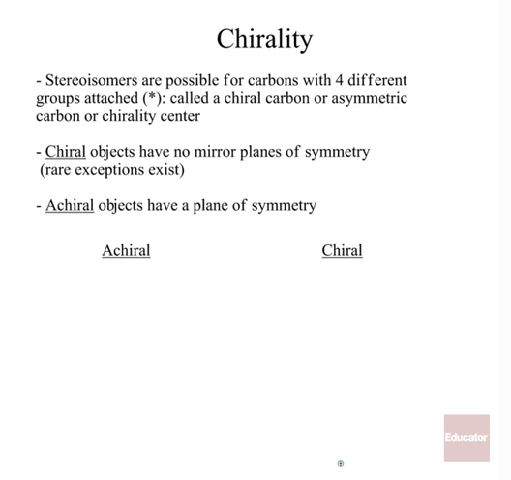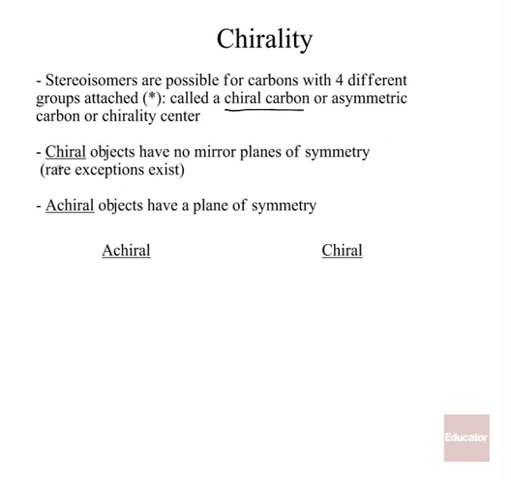Okay, what we've just demonstrated is that stereoisomers are going to be possible for any tetrahedral carbon with four different groups attached. A lot of times we identify that carbon with an asterisk, and that carbon can be described as a chiral carbon or an asymmetric carbon or perhaps a chirality center.